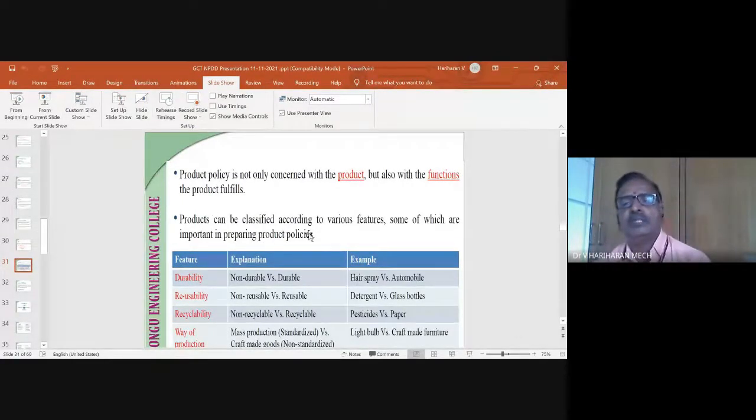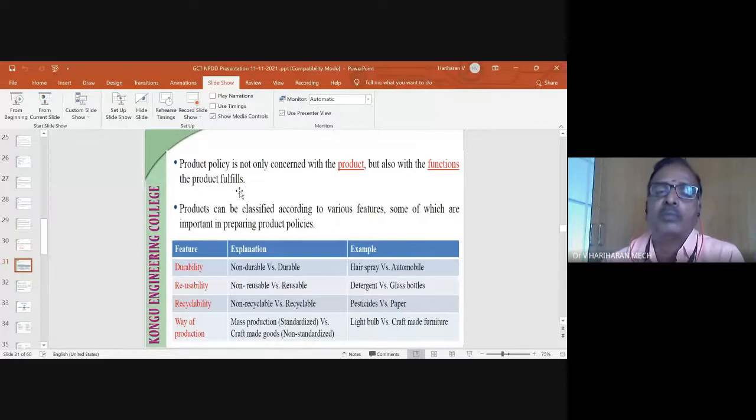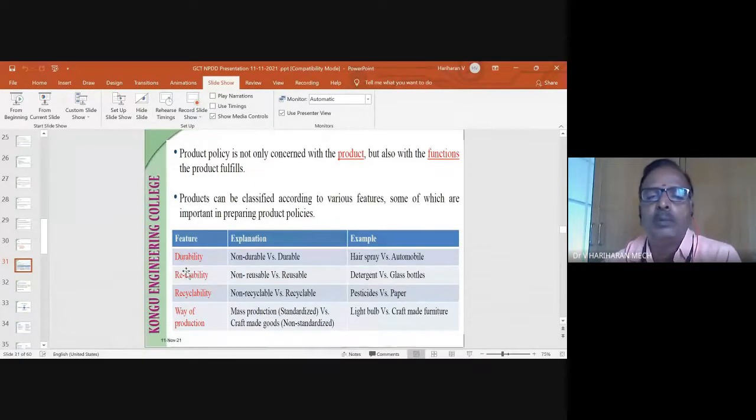Now, product policy is not only concerned with the product; its function is also very important. The function the product fulfills. You see here, durability is one of the very important things. Explanation: non-durable and durable. For example, hairspray is non-durable.